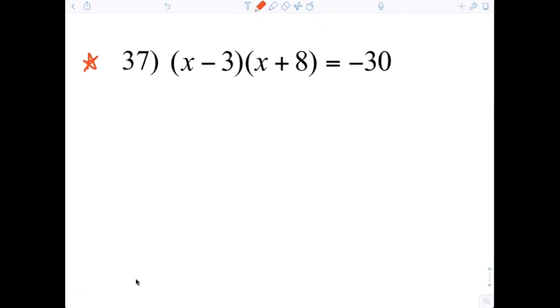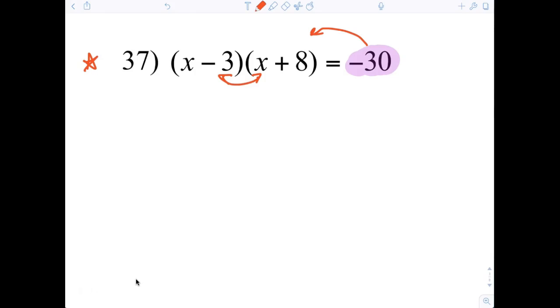37. This one is the hard one. Now listen. The reason why this one's hard is because it's not equal to 0, so I just can't move this over. The reason why I can't move that over yet is because this is multiplication. So why is this hard? Because I have to multiply, then add, then refactor, then solve. It seems like there's a lot of work involved here.